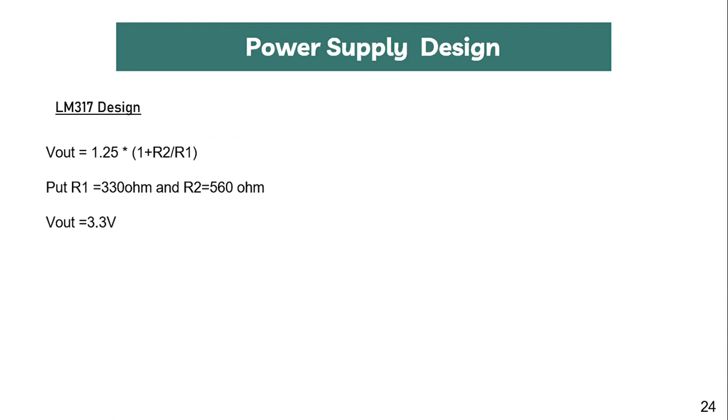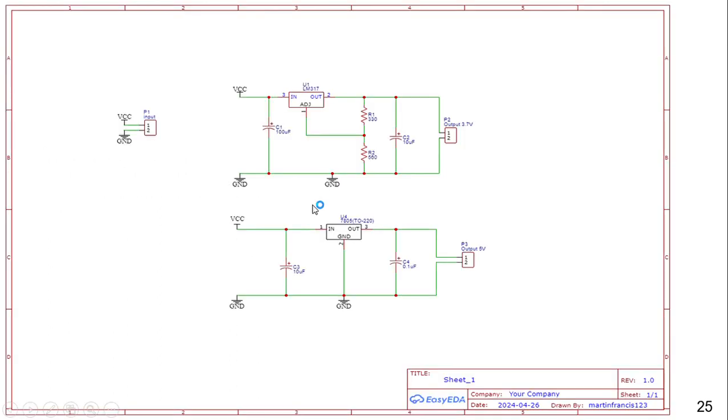Now coming to the power supply part. 7805 is a fixed voltage regulator which regulates the 12 volt to 5 volt. But LM317 is a variable regulator which can be used for regulating voltage from 1.25 to 37 volt. So using the equation here, we have selected the R1 and R2 values. As a result, with 12 volt input, we will be getting a 3.3 volt output. This will be used by our ESP01 module. Now this is our power supply part.